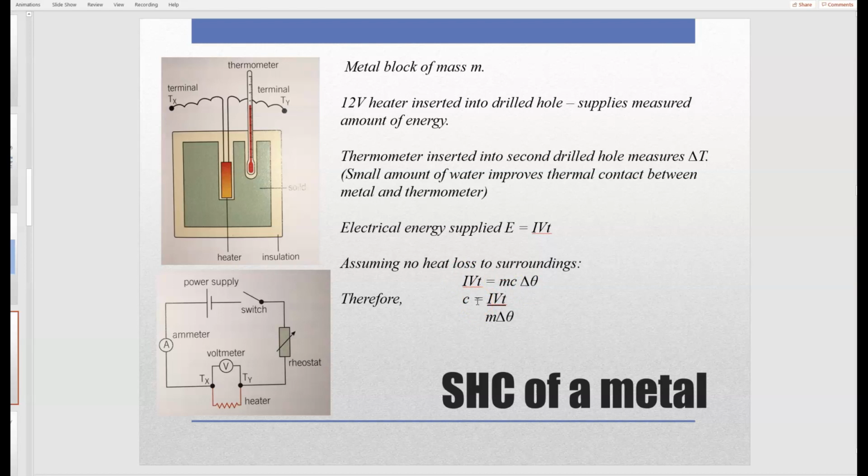Again, pause the video, write down what you need. You don't really need this circuit diagram. If you want to draw this quickly so you know what it looks like, that's fine. Make sure you can rearrange the equation for C.